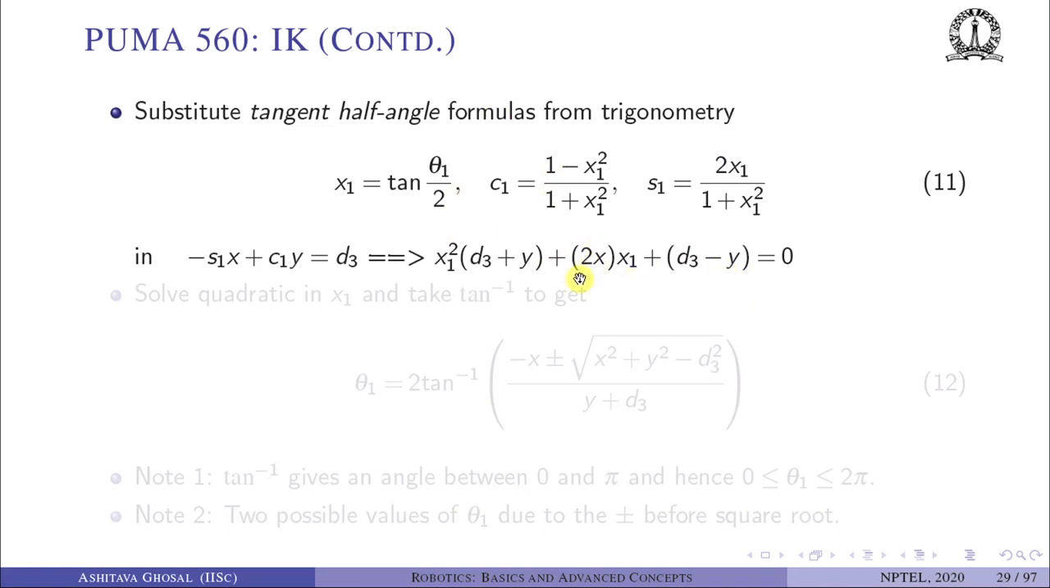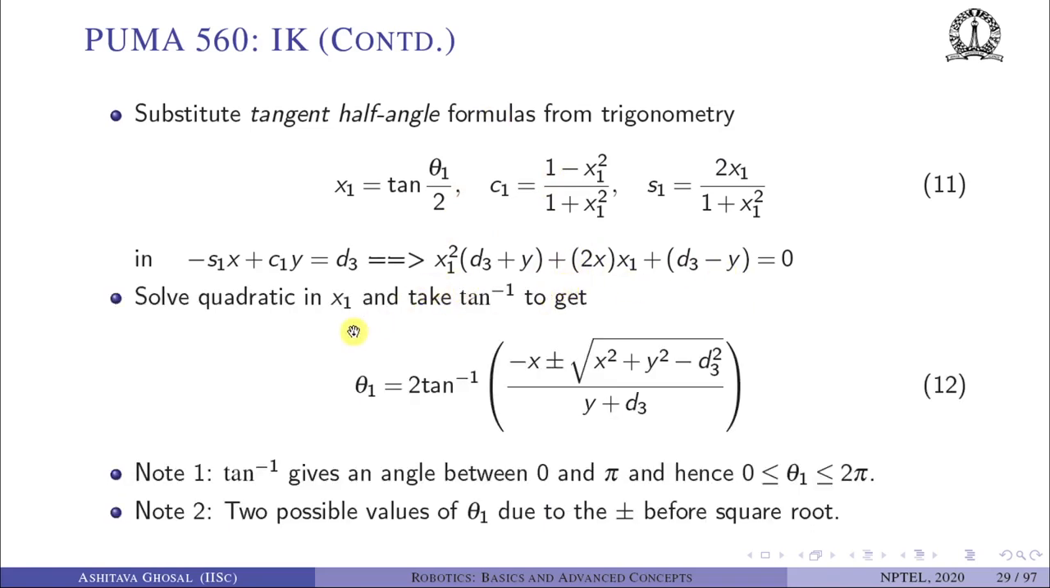Once I have a quadratic of this form, I can easily solve for x1. We know the roots of a quadratic equation in closed form. Then we can find theta 1, which is tan inverse of that quantity. Since we are finding theta 1 by 2, the actual theta 1 is 2 into tan inverse of the roots of the quadratic equation. A few observations. Tan inverse gives an angle between 0 and pi normally. So 2 tan inverse gives a value between 0 and 2 pi. So we are getting the angle in the right quadrant.